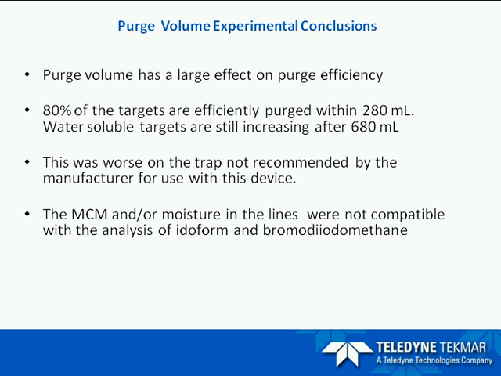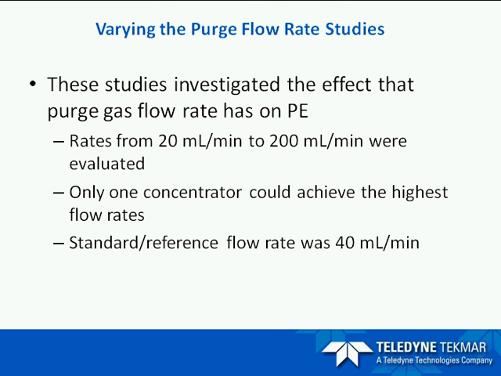Now, that moisture control system and/or the moisture in the lines are not compatible with the analysis of iodoform or bromoiodomethane. So in the newly proposed target list for 524.3, I would not be surprised if you see that these have been eliminated, as they were proposed earlier as additions to the list. I think because of their poor purge efficiencies and problems with the water management system, I don't think that we're going to see those on that current list of analytes.